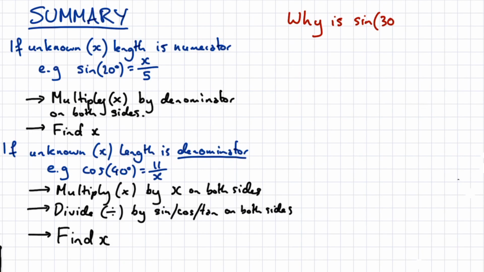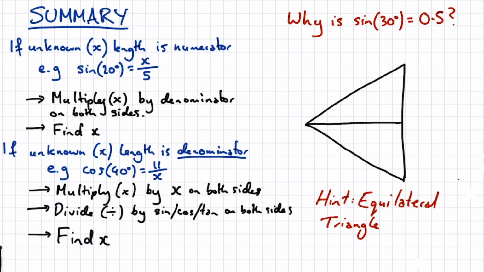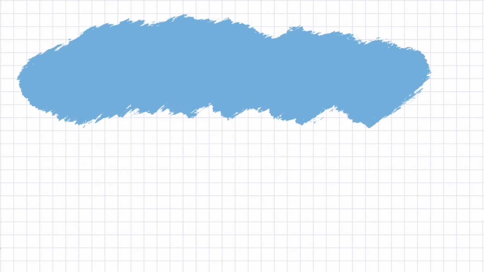Now, here's just a little piece of information for you. Why was it that sine of 30 degrees was 0.5? I'm not actually going to answer the question for you, but in the comments, see if you can answer this. Okay, here's a little hint. If you've got an equilateral triangle and you bisect it, think about that and you could prove why sine of 30 equals 0.5. Okay, so write that in the comments below if you know how to do that.